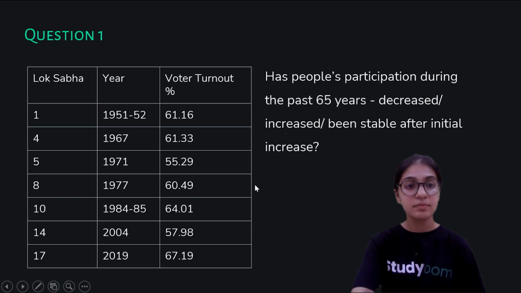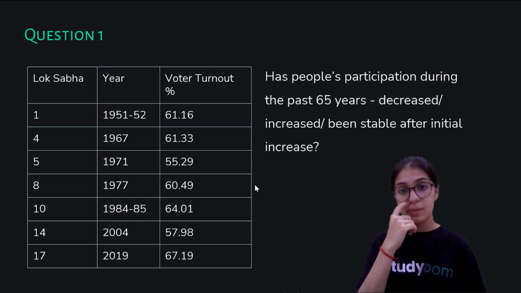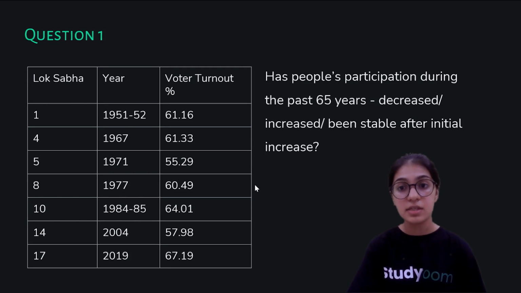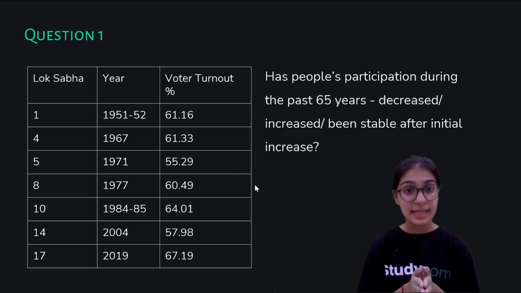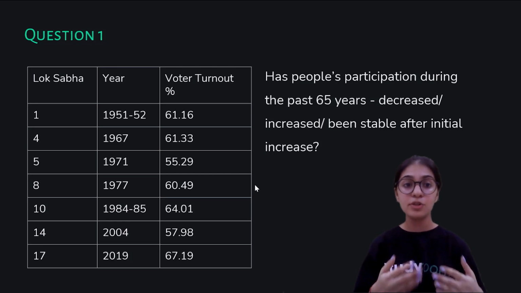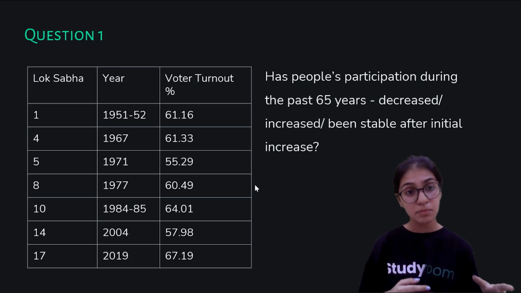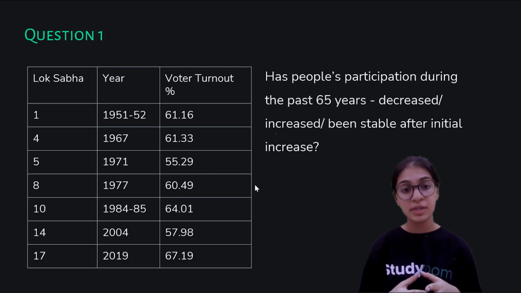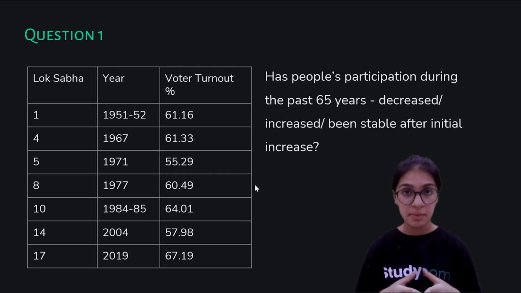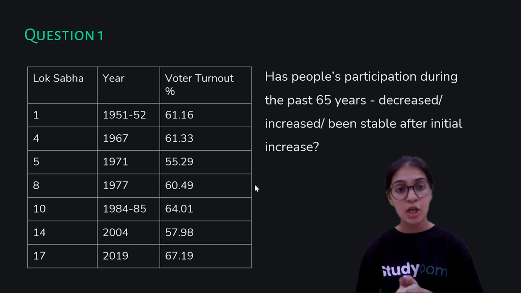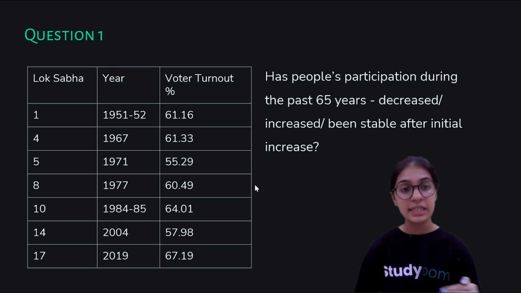Right. So, has people's participation during the past 65 years decreased, increased, or been stable after an initial increase? This is basically a question wherein we have to analyze the table that has been given on the screen. We need to analyze whether more people used to participate in the process of voting earlier, or more people are participating now. So we'll start from the year 1951-52.